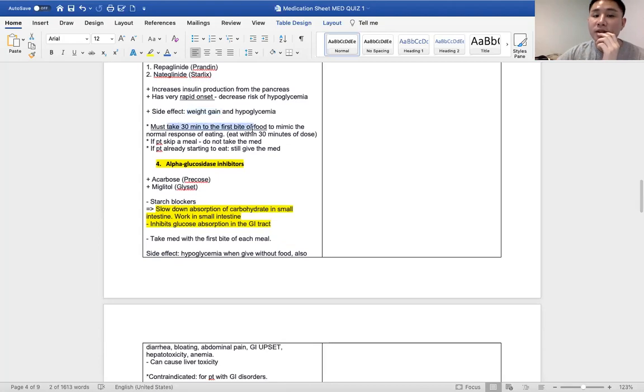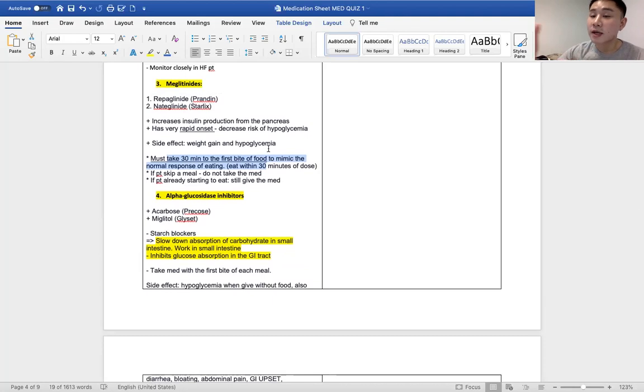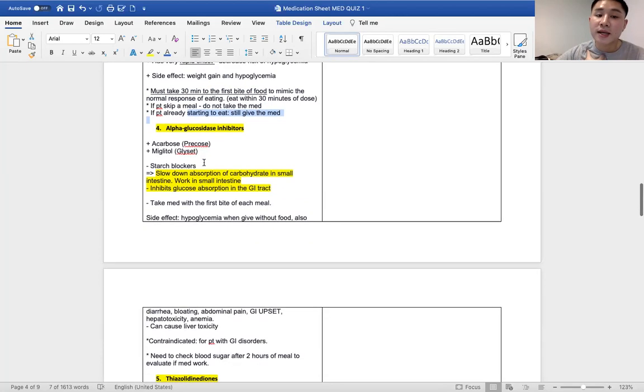Must take 30 minutes before the first bite of food to mimic the normal response of eating. Because this medication increases insulin, we have to eat food. So if the patient skips a meal, we do not give the med. If the patient has already started to eat, we still give the med, because that's good, we want them to eat.